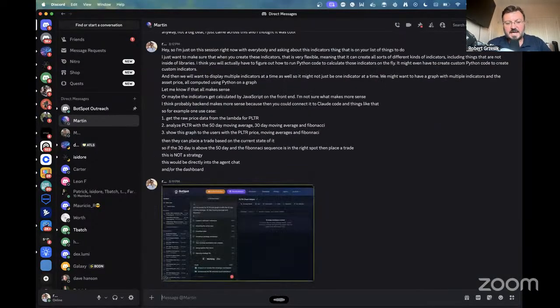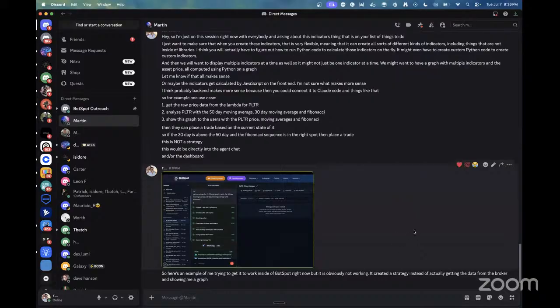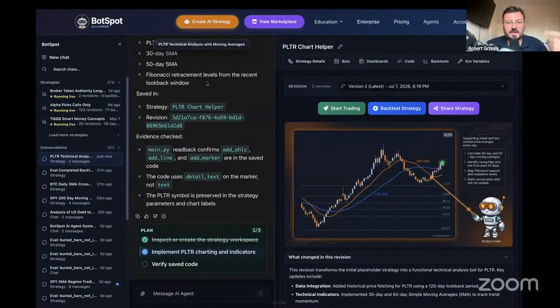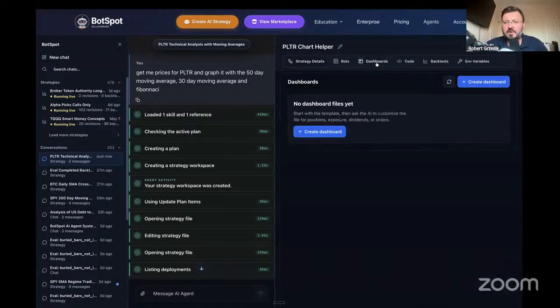So here's an example of me trying to get it to work inside of BotSpot right now, but it is obviously not working. It created a strategy instead of actually getting the data from the broker and showing me a graph. Right, so here it's trying to create a strategy, and it created the Palantir chart helper.